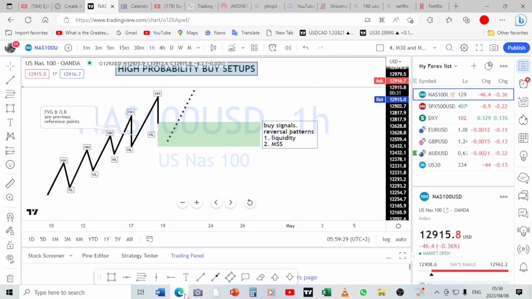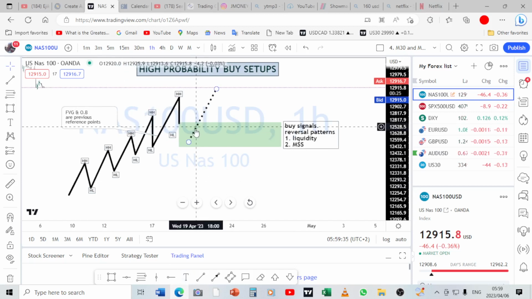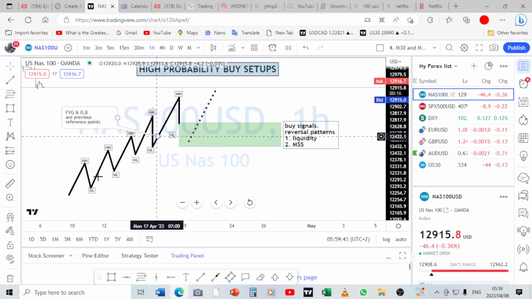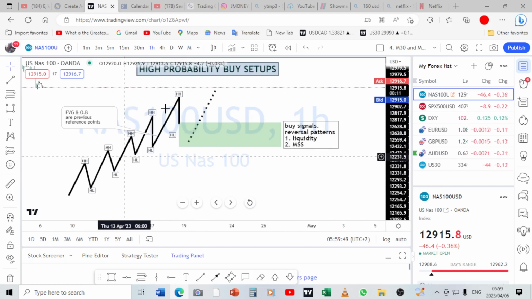Hello guys, let me teach you how to use market structure to find high probability buy setups. Without wasting any time, let's take an uptrend as our setup. When we see an uptrend, you want to see higher highs followed by higher lows. We are only buying at this market structure, so we want to buy.